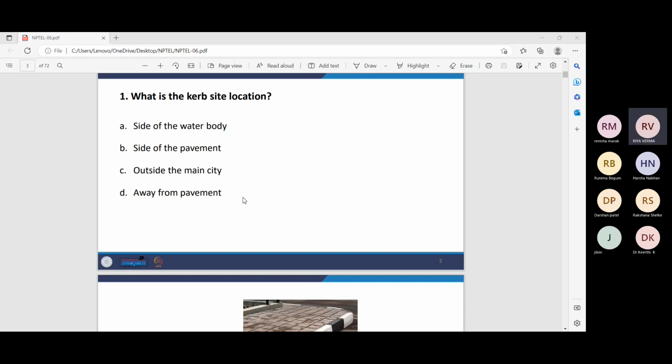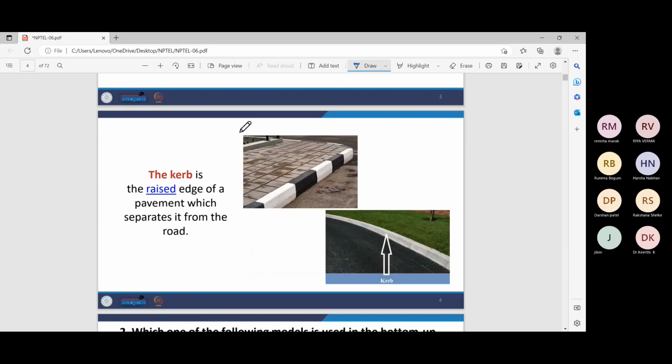Yes. So this curbside location is found on the side of the pavement. Correct? Got it, everyone? I hope everyone has seen this. Now, from the next time you see a road, you will be able to visualize this curb, which is the raised edge of a pavement.